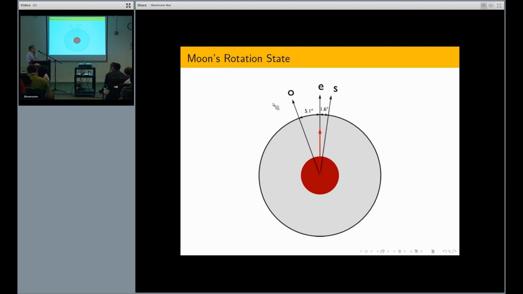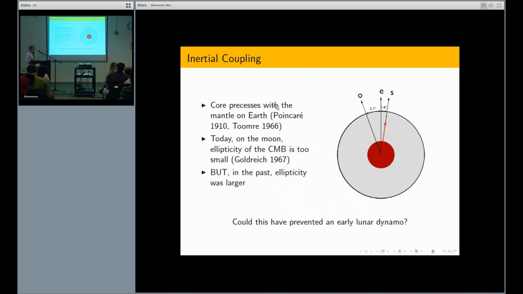So why am I concerned with this? The problem is that in the past, inertial coupling could have been happening, which would couple the spin axis of the core to the spin axis of the mantle. And if this happens, no more dynamo is possible, which would preclude having a long-lived magnetic dynamo to magnetize the rocks that we find on the surface.